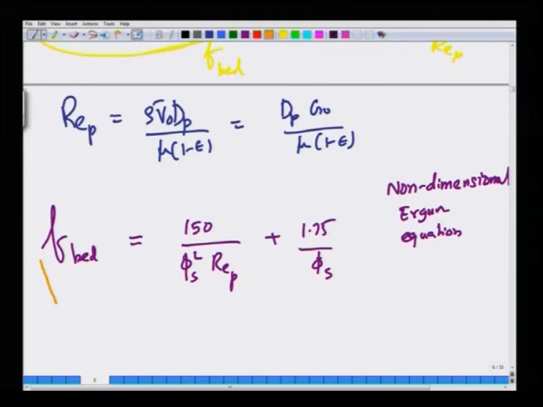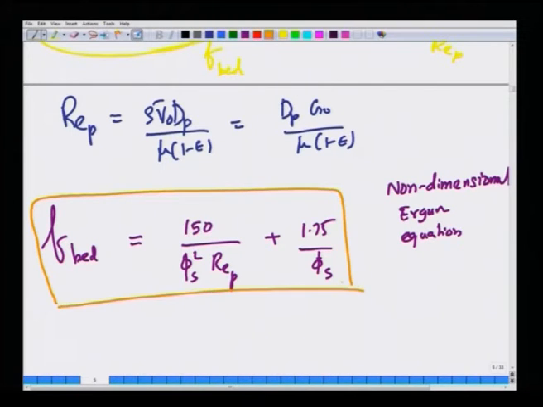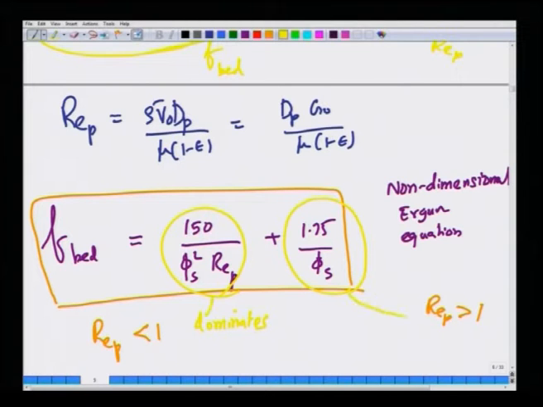Okay. So, what this equation is telling you is when REP is less than 1, the first term dominates. Okay. When REP is larger than 1, this dominates. And when REP is comparable to 1, it is neither small nor large compared to 1, then the combination of the two works very well. Okay.